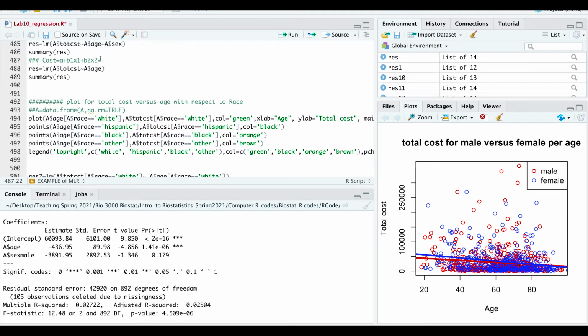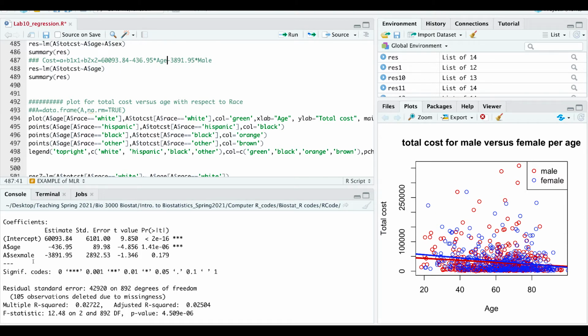What does that mean? A is this number, minus that times the age, where age is a numerical variable, and then the other one is minus that times the male. I don't need a double negative, I need just that. So this is what the cost equals.